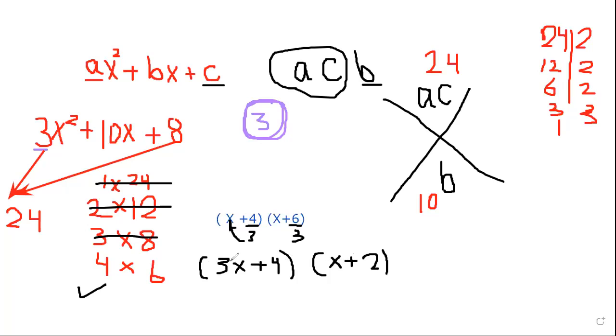Now we have 3x times x, it will be 3x squared. The outer, 3 times 2, it will be equal 6. The inner, 4 times 1, it will be 4. 3 times 2 equals 6, and 4 times 1 equals 4. Then 6 plus 4 equals 10. The last, 4 times 2, it will be equal 8.